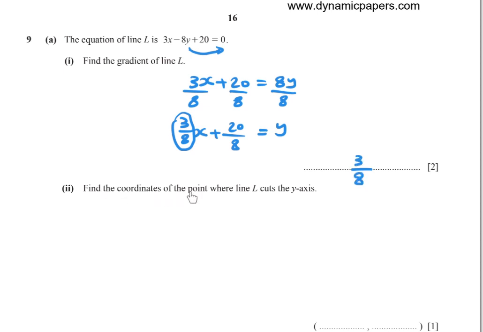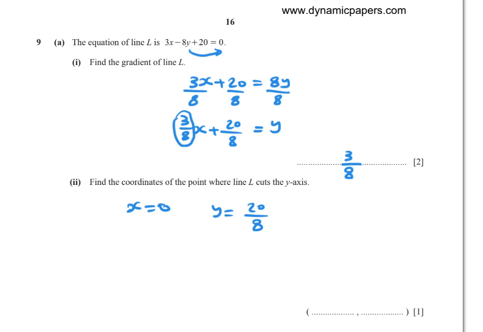Find the coordinates of the point where L cuts the y-axis. To find the intersection with the y-axis, put x equals 0, then find y. If x equals 0, this term will be 0, so y equals 20 over 8. So the point 20 over 8, we can simplify more to 10 over 4 or 2.5. So the point is (0, 2.5).